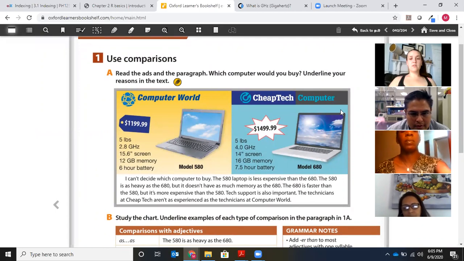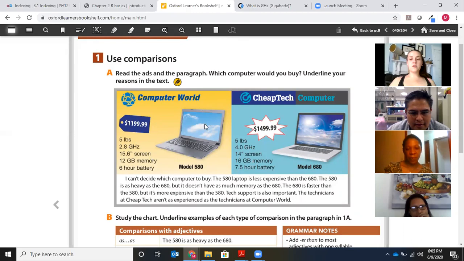So right here what we have is, what is this? What do you guys think this is? It's an offer, right? Like an advertisement, right? So it says, read the ads and the paragraph. Which computer would you buy? Underline your reasons in the text. So let's read through here.